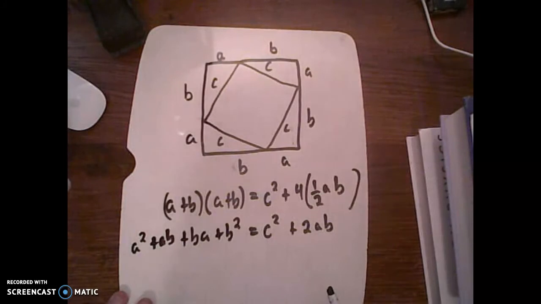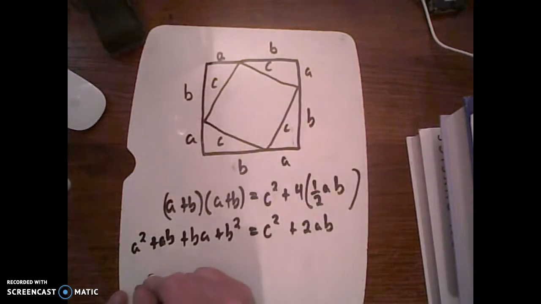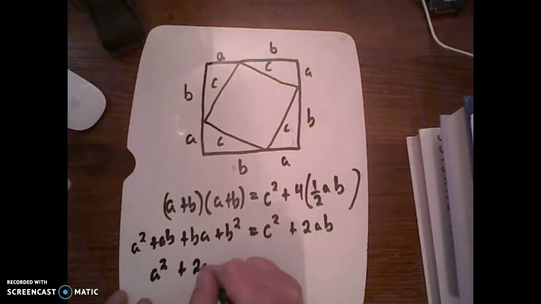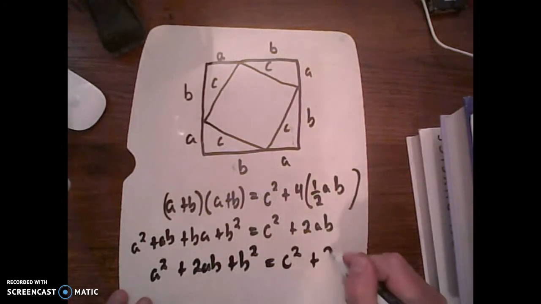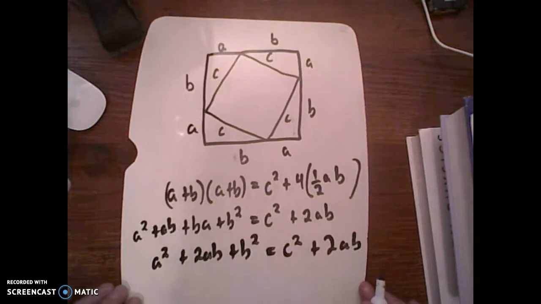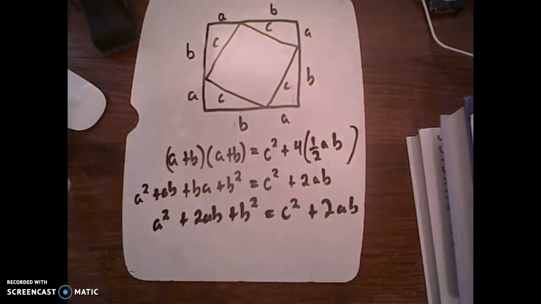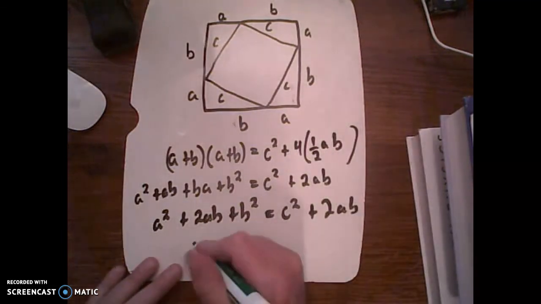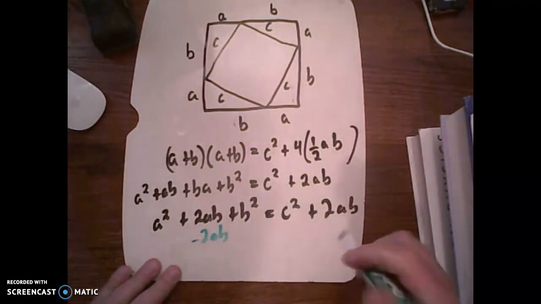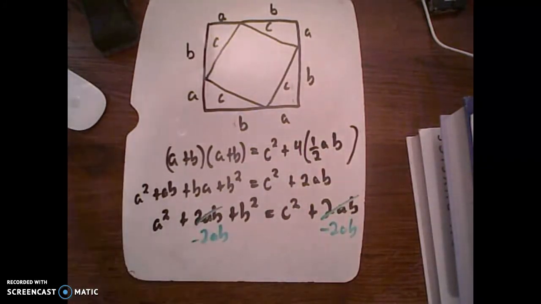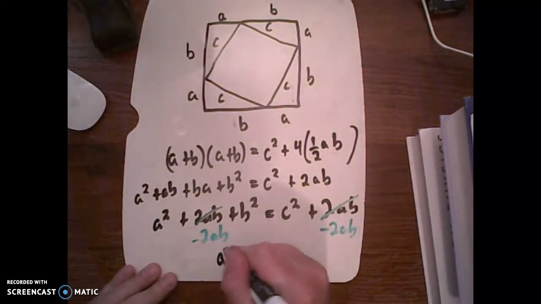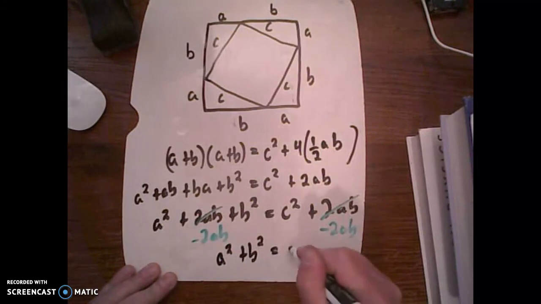Since order of multiplication is commutative, b times a is the same as a times b, so I have an ab here, another ab here, so I have 2ab. So I'll have a squared plus 2ab plus b squared equal to c squared plus 2ab. Now, try not to get too excited here, but notice that if I subtract 2ab from both sides, these cancel out, and I'm left with one of the most famous theorems in mathematics, that a squared plus b squared is equal to c squared.